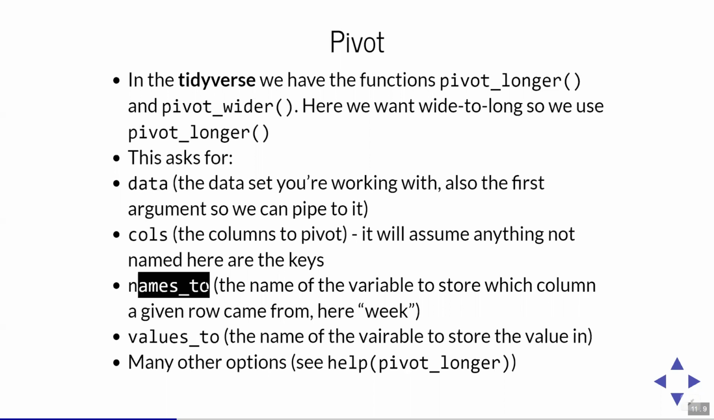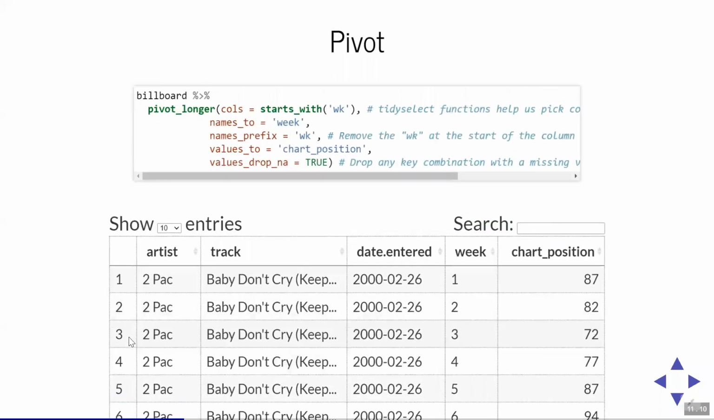names_to is what it's going to be named, what name it's going to give the new variable. So we have week 1, week 2, week 3, week 5, right? So we need to store the values 1, 2, 3, 4, 5. What do we want to name that variable, so we know which week we're in? Here we're going to call that week. And then values_to is going to be the values, what the actual chart position is. So we had 87, 82, 77, whatever. When we turn that on its head, what do we want that variable to be called? That's going to be chart_position. There are, of course, many other options. You can look at the help file.